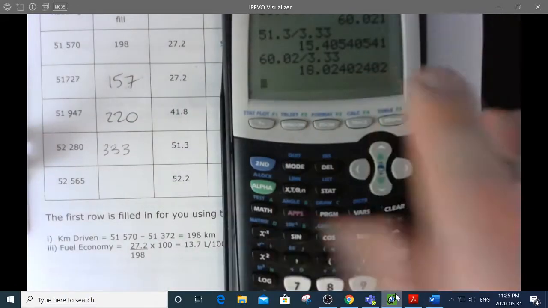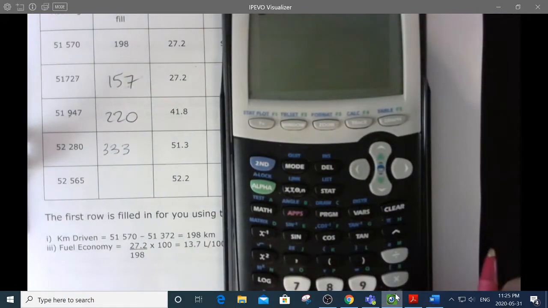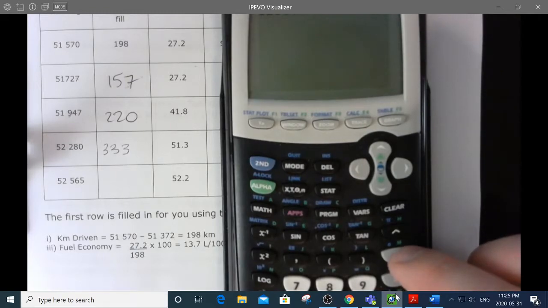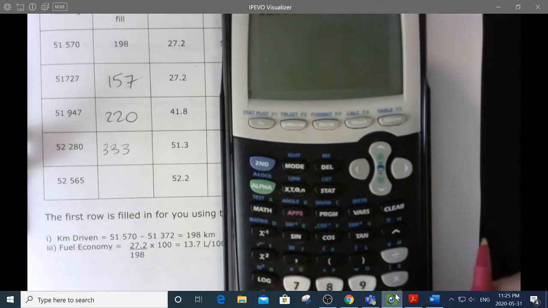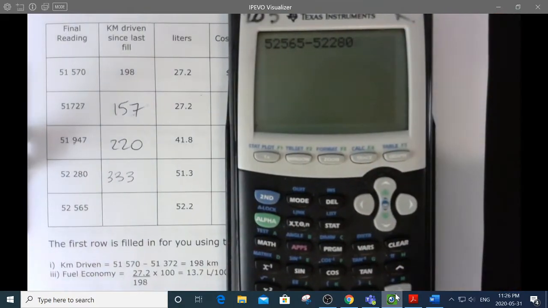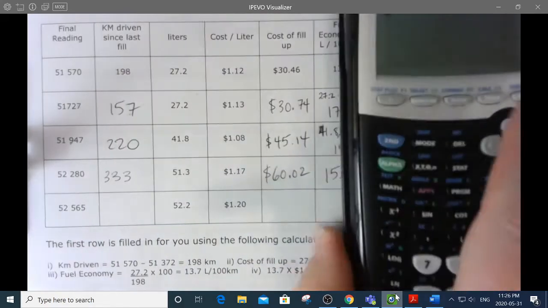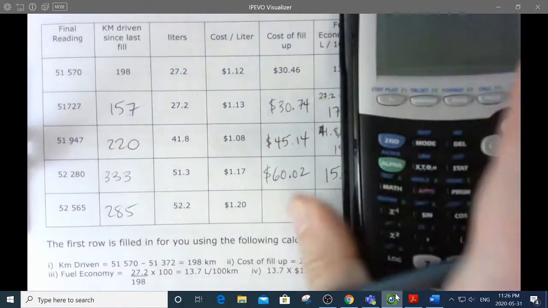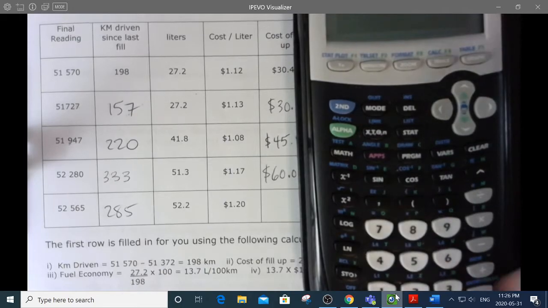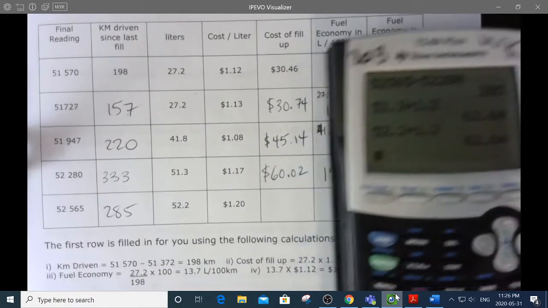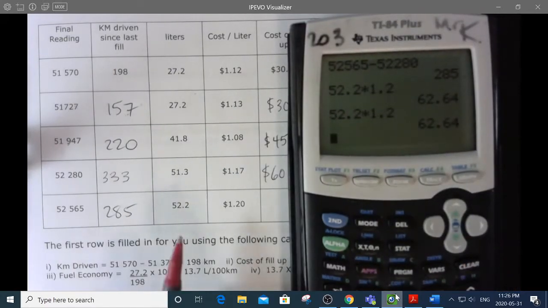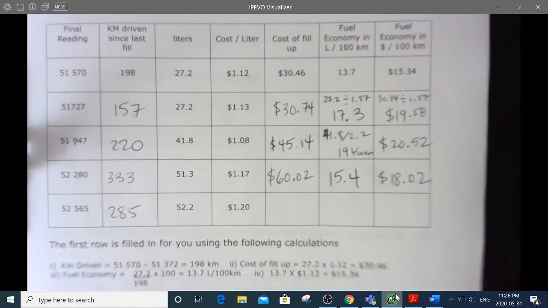And last one, 52,565 minus 52,280. Oops, I'm off the screen, sorry about that. Is 285 kilometers. And we went 52.2 liters at $1.20 per liter. And so 52.2 times $1.20 is 62.64.